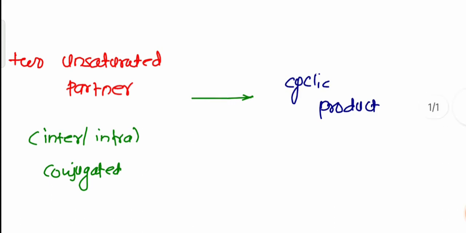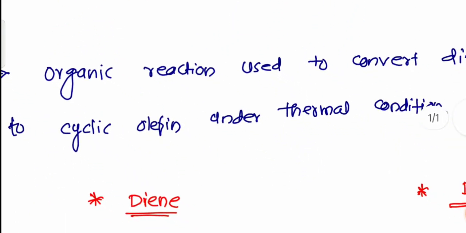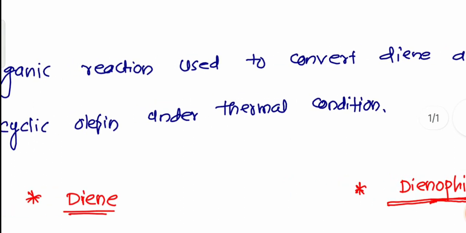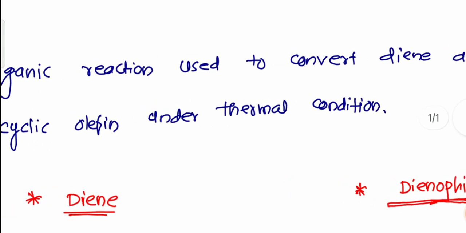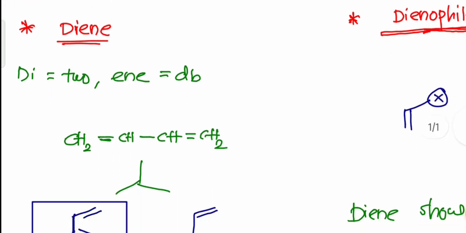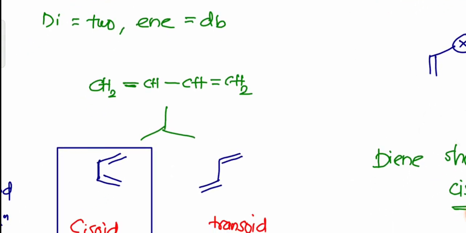Suppose dimerization of ethylene is not a conjugated system, but it still undergoes the cycloaddition reaction. So this organic reaction is used to convert a diene and a dienophile to a cyclohexene, or cyclic olefin, under thermal conditions. Now a diene is nothing but a conjugated double bond, di and ene. So let's take the example of butadiene. Again, there are two forms, one is called the cis-diene and the second is the trans-diene.